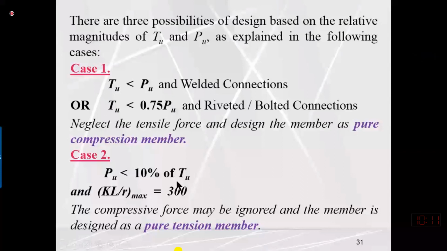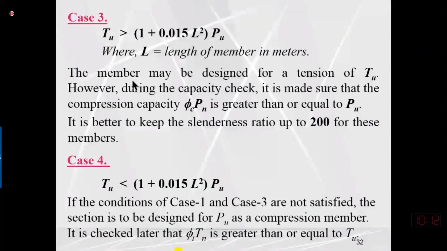Then we have to check the third criteria. In the third criteria, you can say that we already have PU, and we can determine a PU equivalent. PU equivalent means a PU value of the factored compressive force which might be equivalent to the tensile factored load. Or if it is difficult to understand this concept, then you can say that we can compute two parameters, two factors.